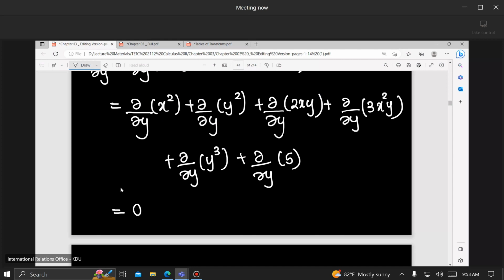How about the second one? Plus මෙතන තියෙන function එක y square and we have to differentiate this with respect to variable y. එතකොට මොකක්ද උත්තරේ වෙන්නේ?